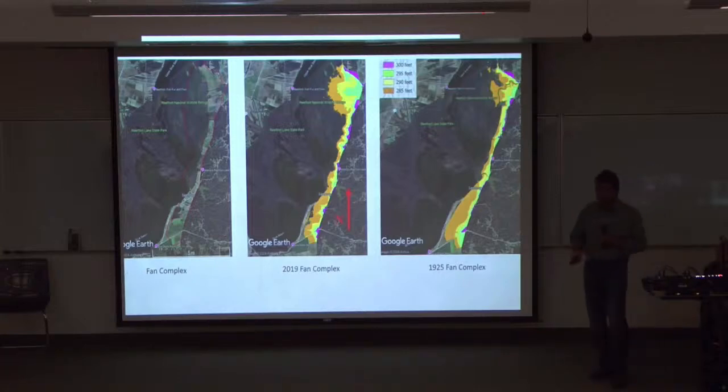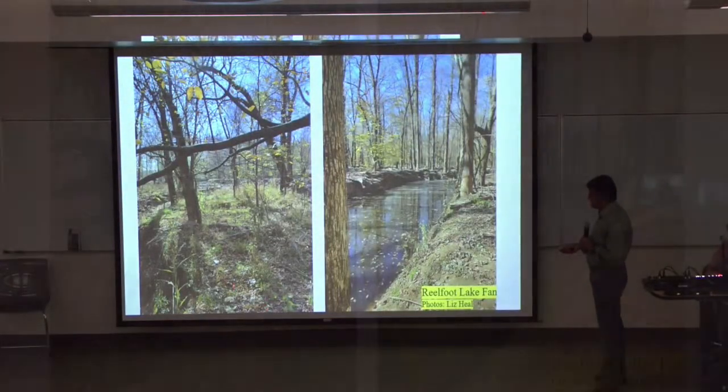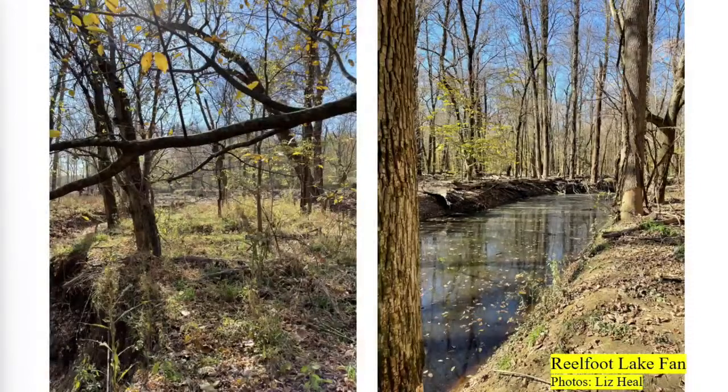Let's look at some pictures of the fan. This is the fan's surface. Again, compare it to what we saw in Holbrook. Very densely vegetated, very fine-grained, because the landscape itself doesn't have the similar sediments to deposit on the fan that we saw in Holbrook.